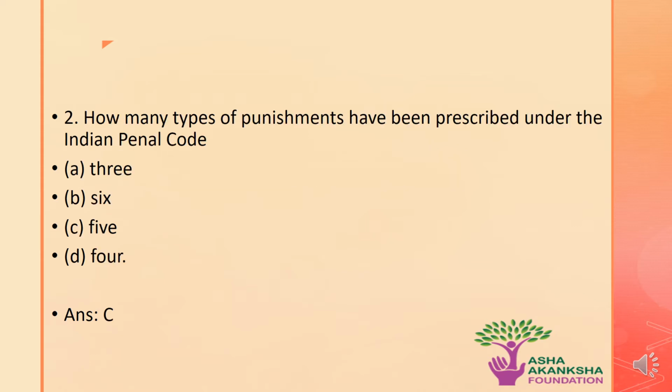The next question is, how many types of punishment have been prescribed under the Indian Penal Code? The options are A. 3 types of punishments, B. 6 types of punishment, C. 5 types of punishment, or D. 4 types of punishment. The correct answer to this question is option C. That is, there are 5 types of punishment that have been prescribed under the Indian Penal Code. These punishments are death, imprisonment for life, imprisonment whether simple or rigorous, fourth, fine, and fifth is forfeiture of property.